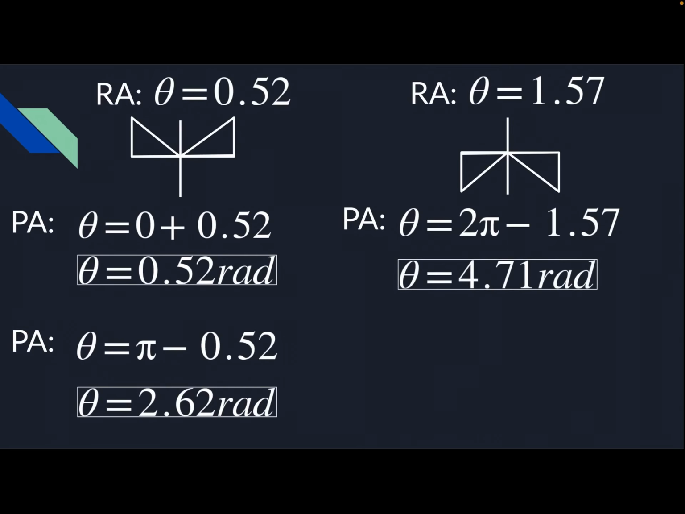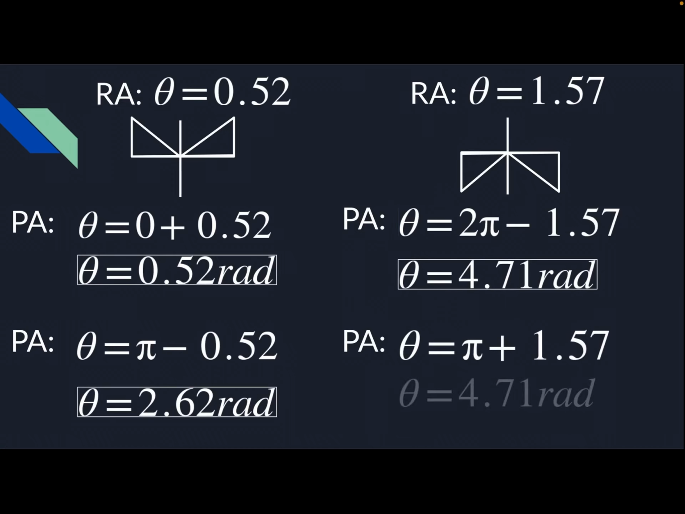Now for the final triangle on the left side, we take the axis which it's closest to, which is the pi axis, and this time we add 1.57 since it's farther than the pi axis. So when we calculate this, we get 4.71 radians again. So in this case, if there's two of the same answer, we only use one of them. So the ones in rectangles are the ones that will be your final answers.